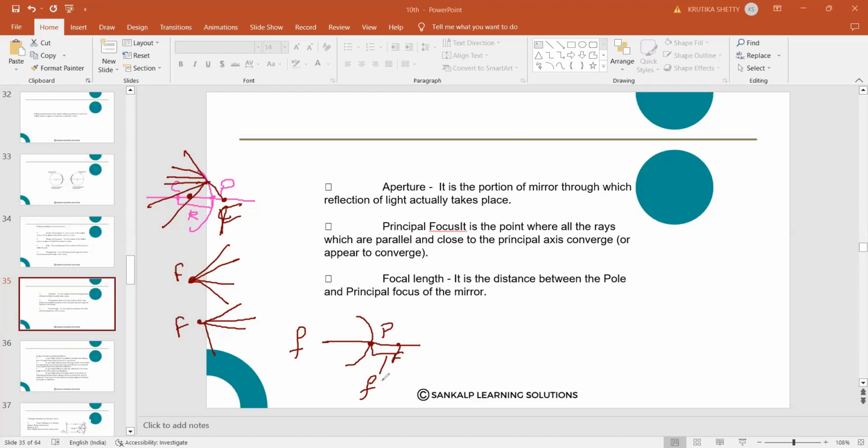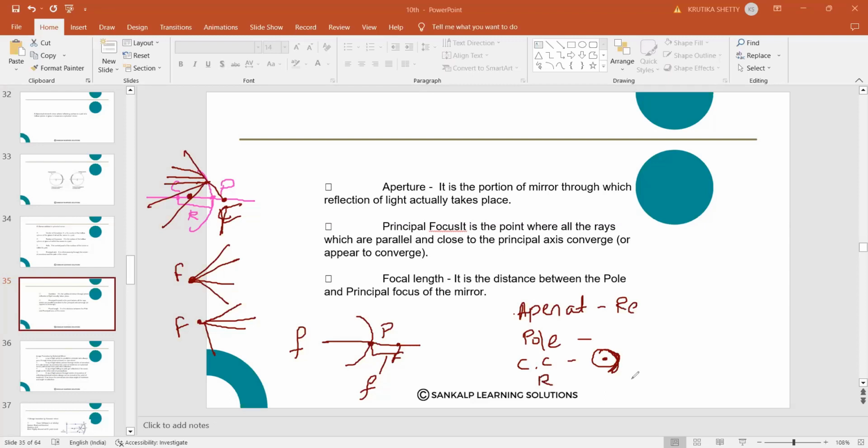So these are the 7 terms which are related to the spherical mirror. First one is the aperture. It is nothing but the reflecting surface. Second one is the pole, the center of the mirror. Then the third one is the center of curvature. Center of curvature is nothing but the center of the sphere which forms this reflecting face.